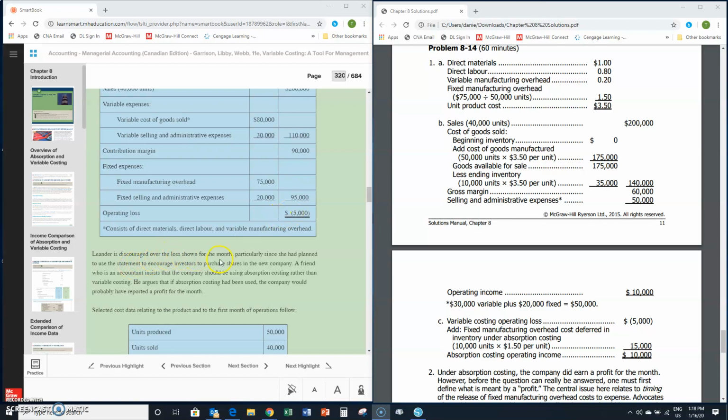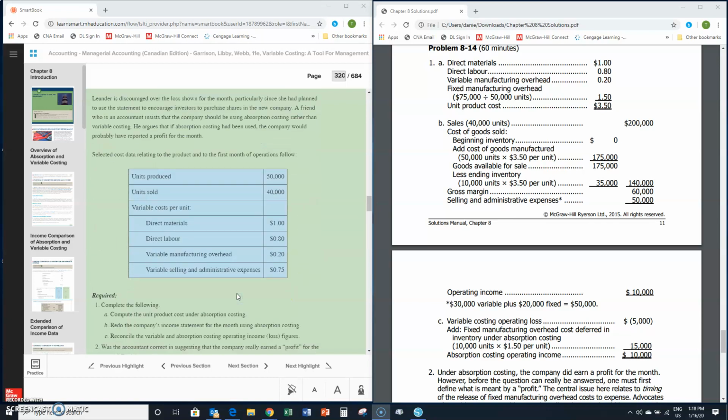She's discouraged over the loss because she had planned to use that statement to encourage investors. A friend who is an accountant insists that the company should be using absorption costing rather than variable costing. He argues that if absorption costing had been used, the company would probably have reported a profit. Then we're given some data, and we're asked, compute the unit product cost under absorption costing.